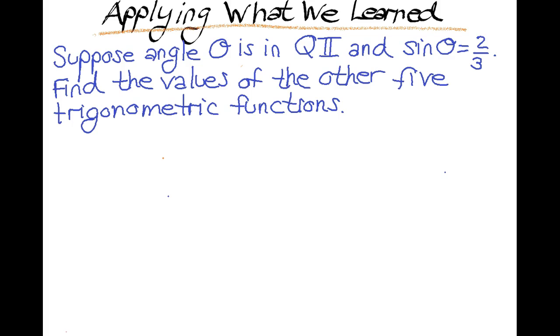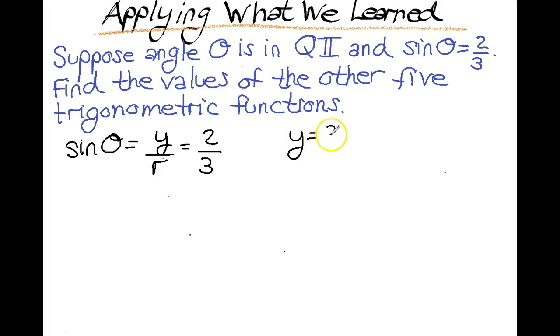So we know that sine of theta we said was y over r, and we were told that the sine of theta was 2/3. So we know that y is 2 and r is 3. So let's mark that down. R equals 3. So in order to find the other trig functions, cosine of theta we know is x over r. We need the x value here. So how could we find it?